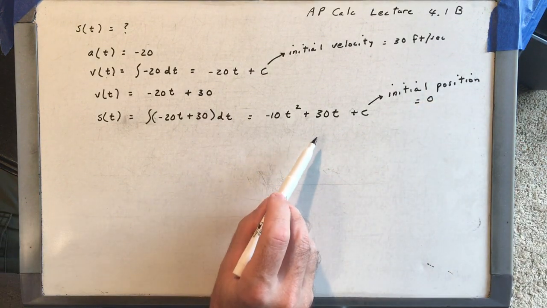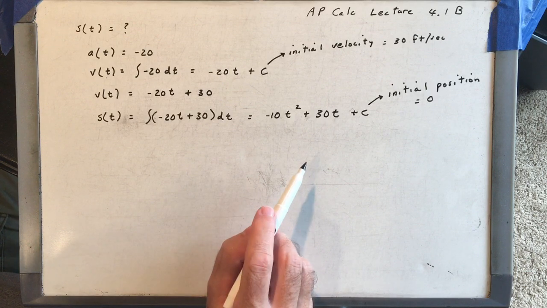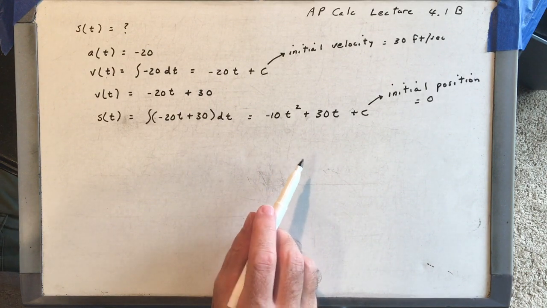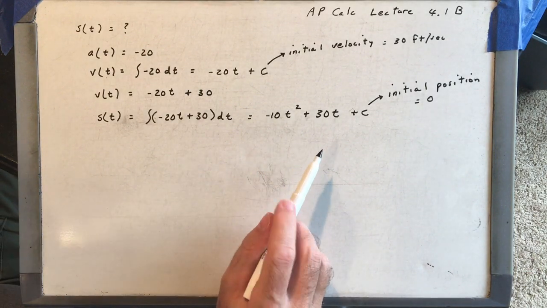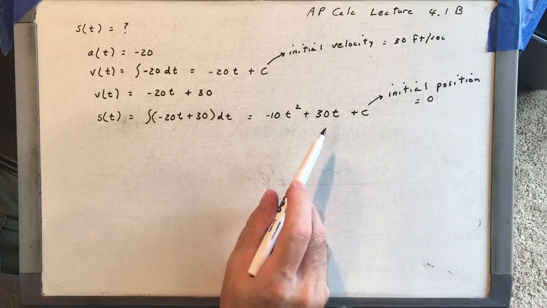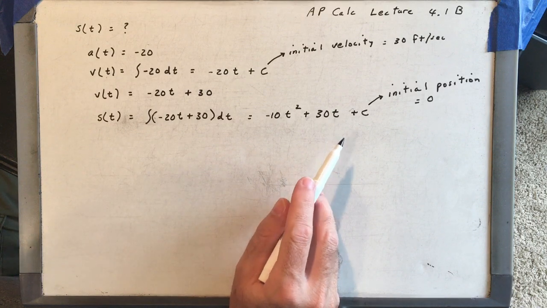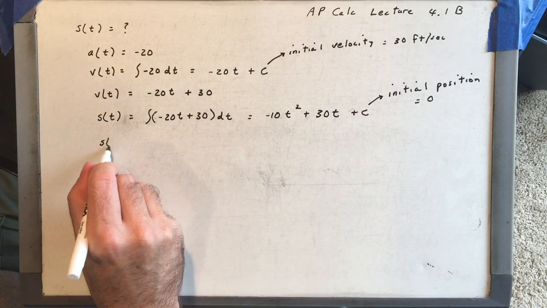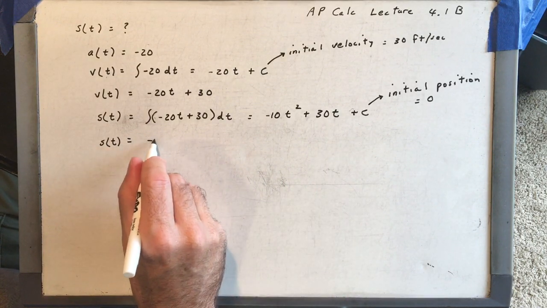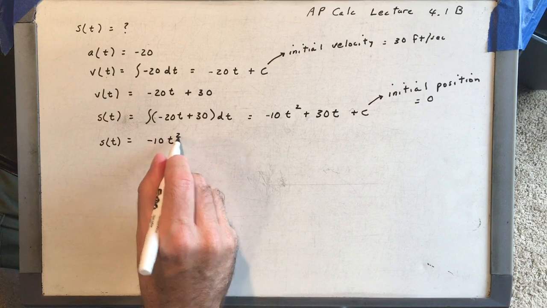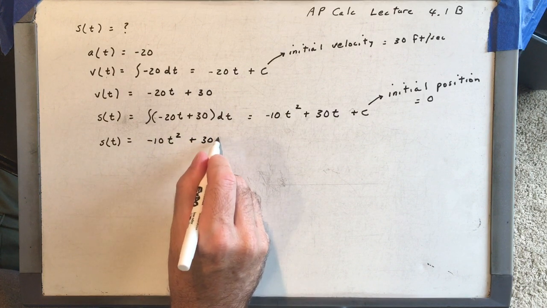Sometimes, like if you're up at the top of a cliff and you're dropping a rock or something, it says you're 500 feet high or something like that, then your initial position would be 500. But in this case, you can let the initial position be the beginning of when the bike starts to slow down. So S of t is equal to minus 10t squared plus 30t.